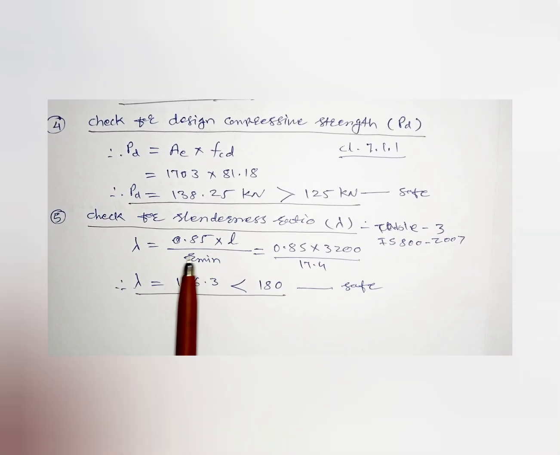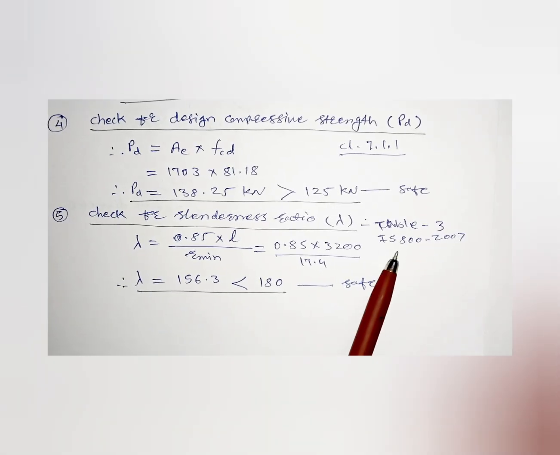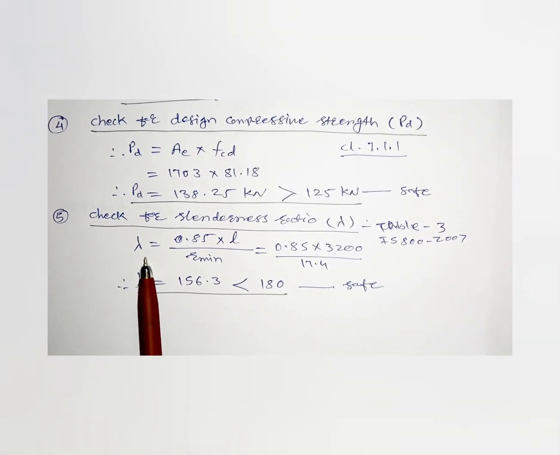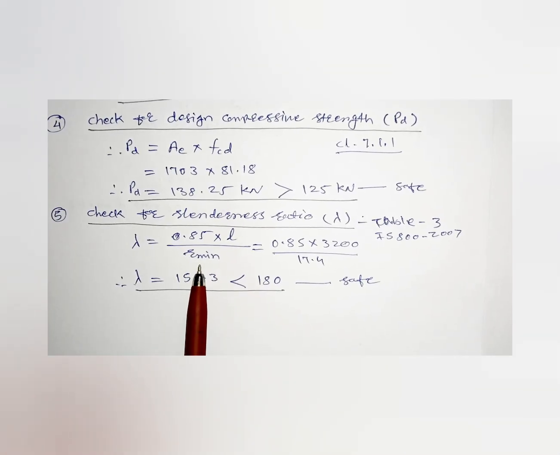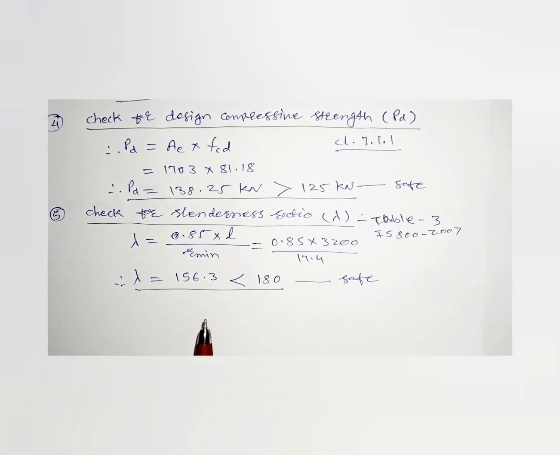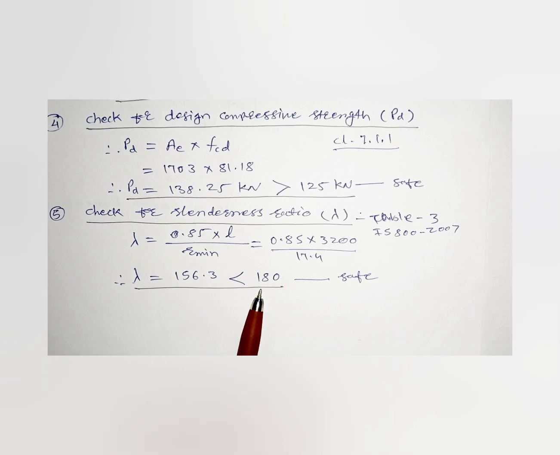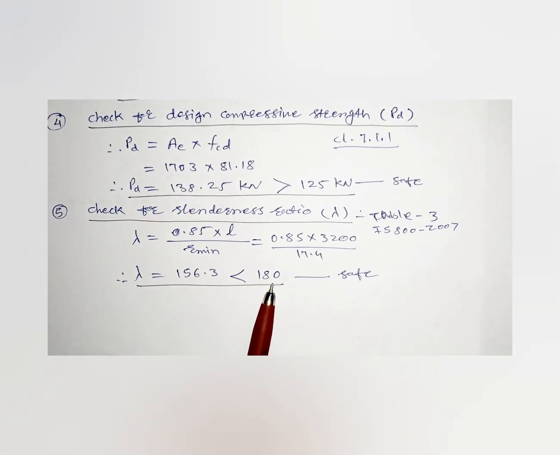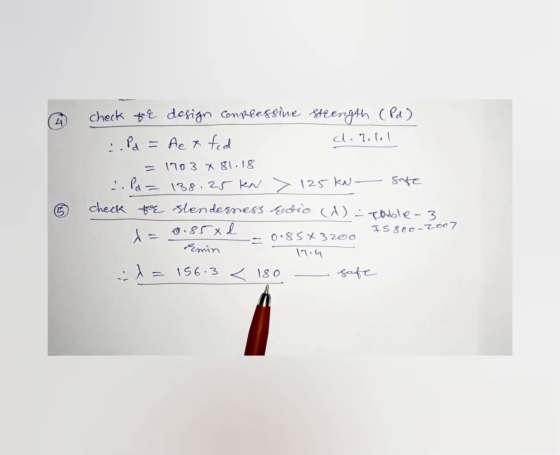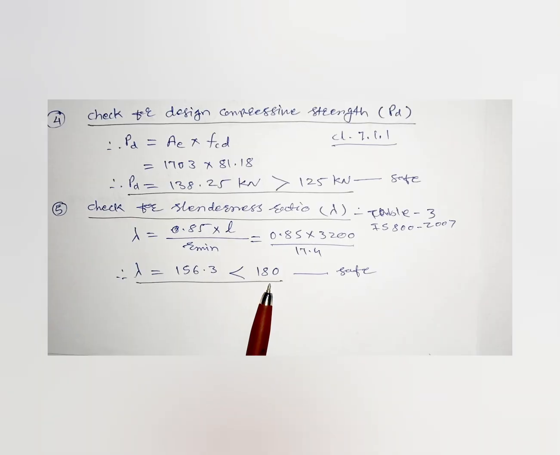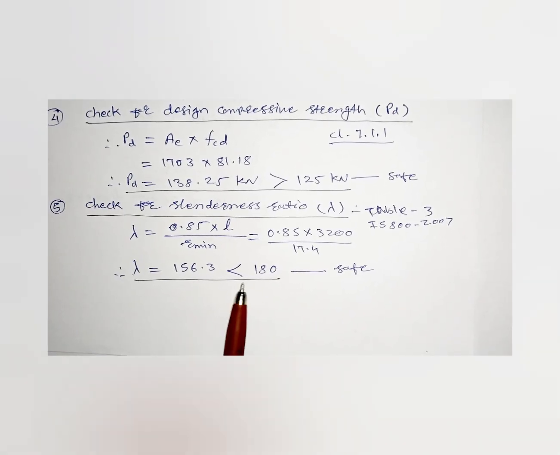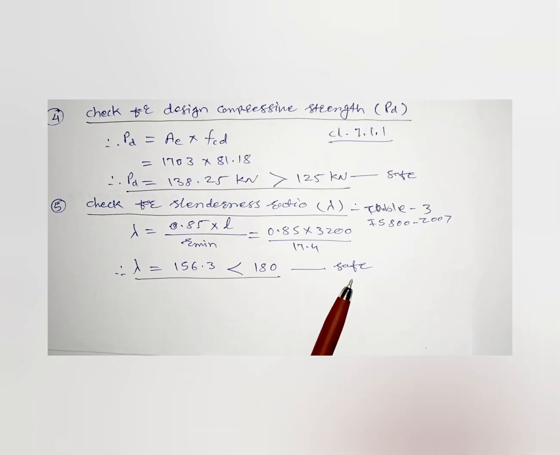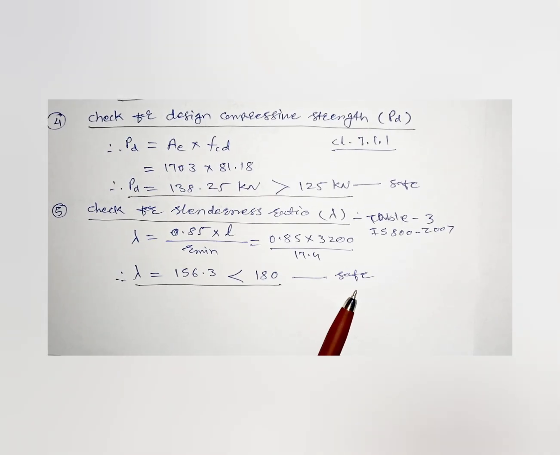Similarly for slenderness ratio, Table number 3 of IS 800 gives the formula 0.85 L upon r minimum. Through which it is clearly given that the maximum slenderness ratio for a single angle section is 180. We have determined 156, which is less than 180. Hence the slenderness ratio check is also okay.